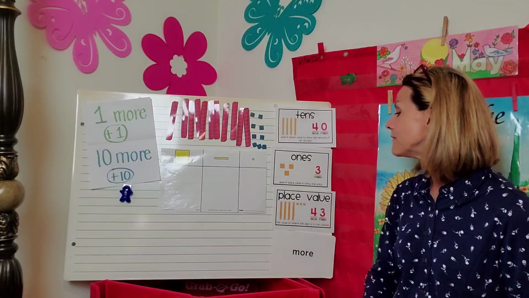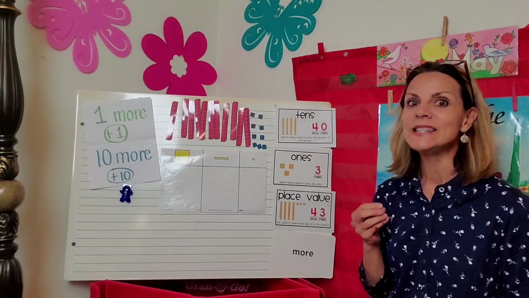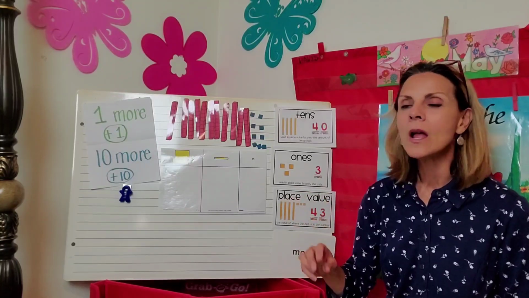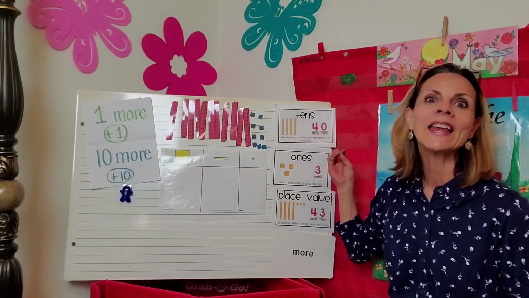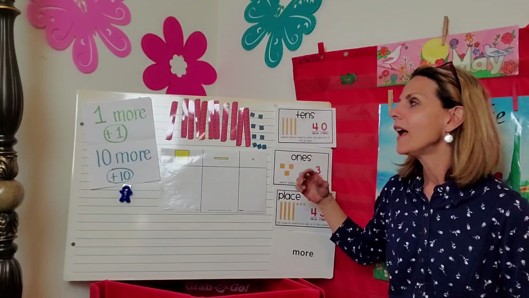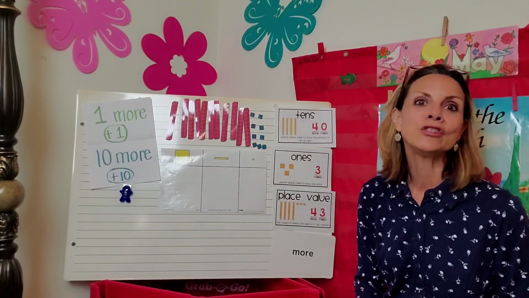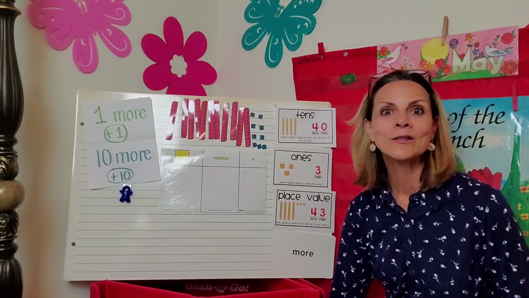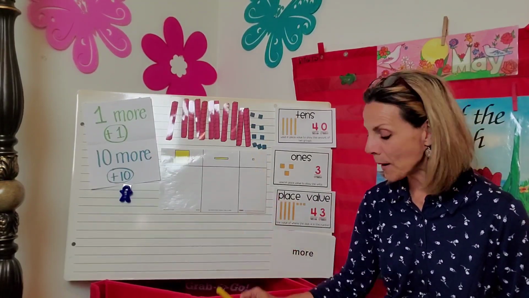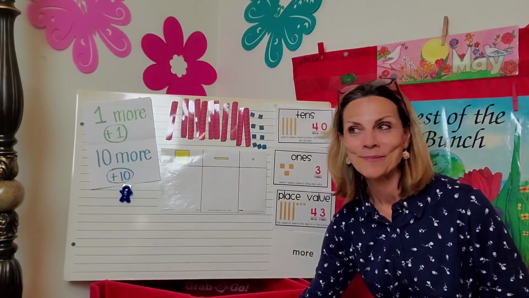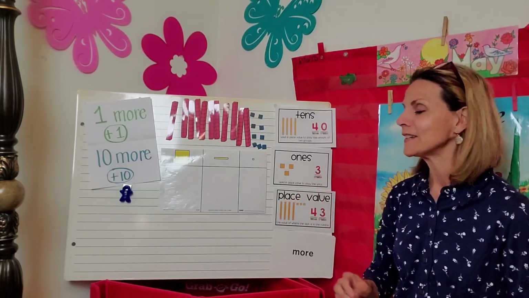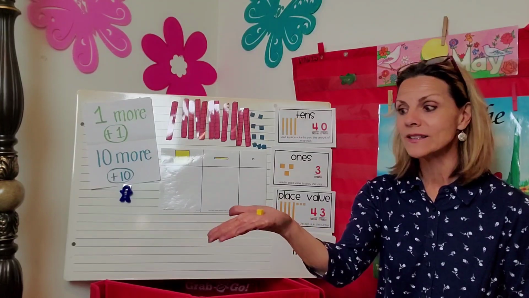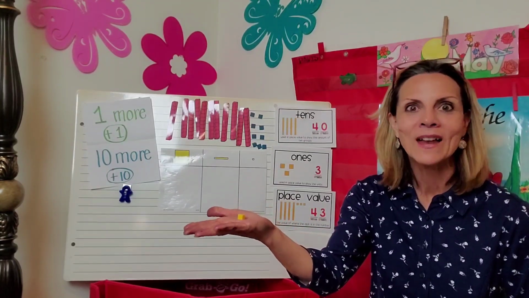Place value is the value of where the digit is in a number. In a two-digit number, there's a tens position and a ones position. The tens position is used in place value to show the amount of tens in that number. And the ones position shows us how many single units there are in that number.